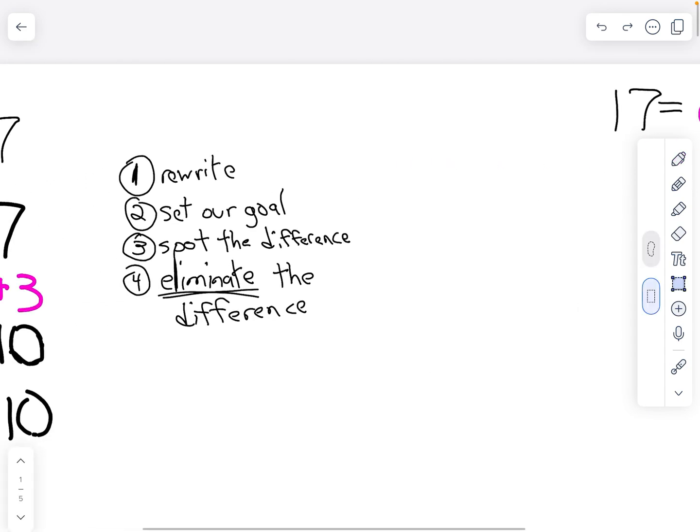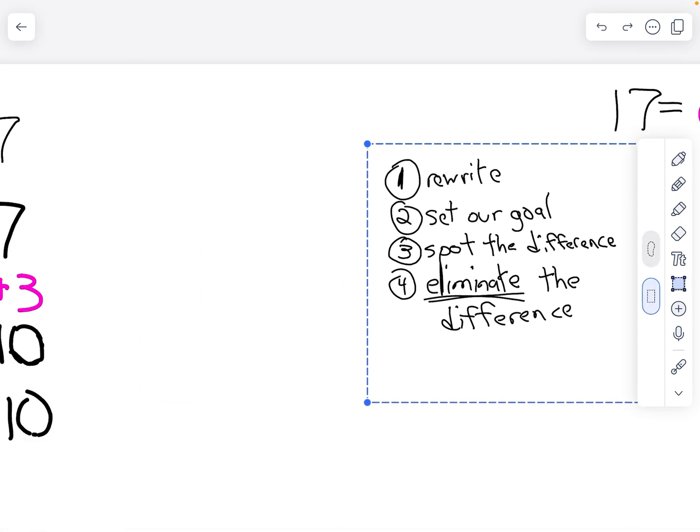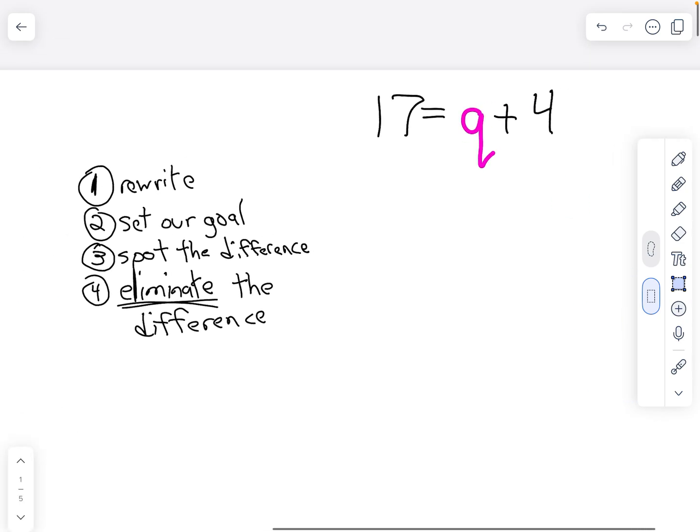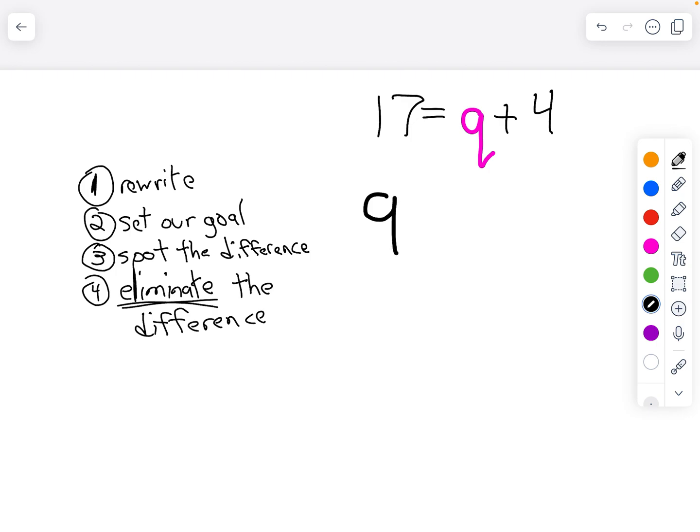Okay, so same steps. Let me move this over. So now we need to rewrite this equation. Do you notice that the q is on the right-hand side? I don't like my variable on the right-hand side, but you might. If you do, that is cool. I don't. So I'm going to rewrite it in my rewrite step so that q plus 4 is 17.